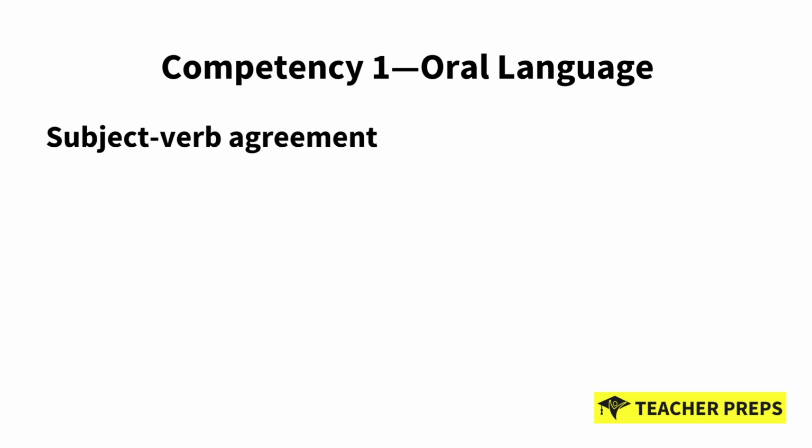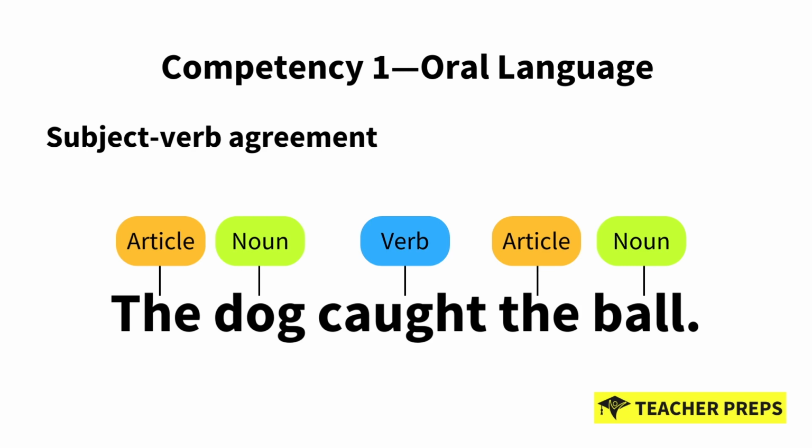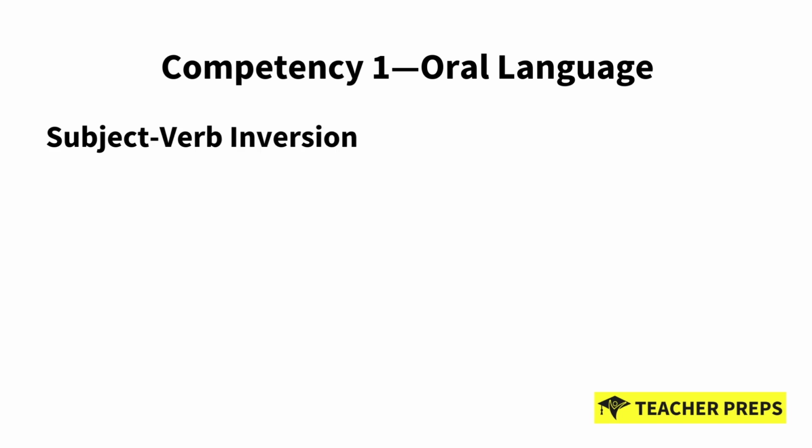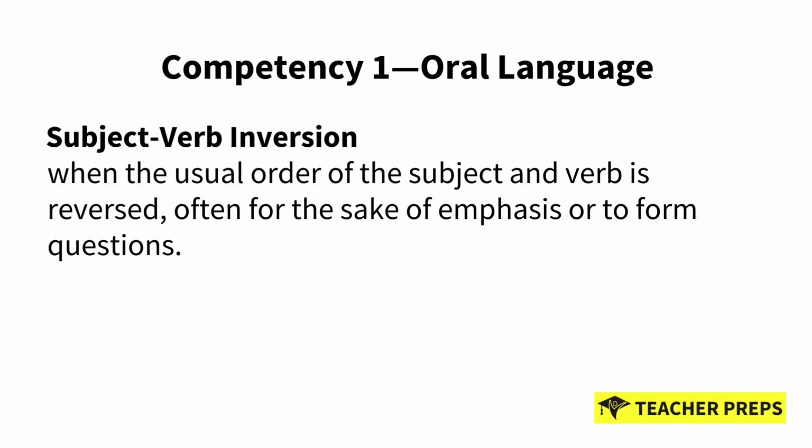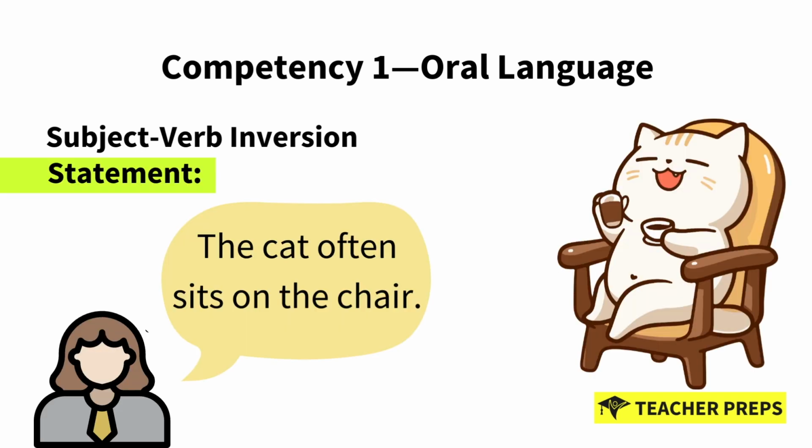As a reminder, subject-verb agreement means ensuring that the subject and verb in a sentence agree in number and in person. Also, on your exam, you'll want to know subject-verb inversion, which is when the usual order of a subject and verb is reversed, often for the sake of emphasis or to form questions. Let's look at an example.